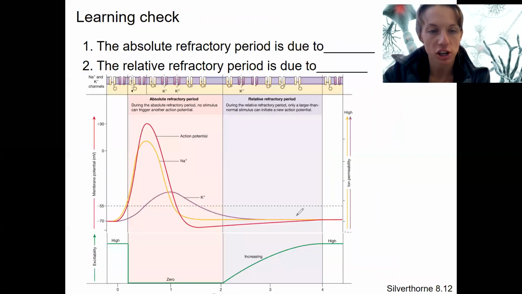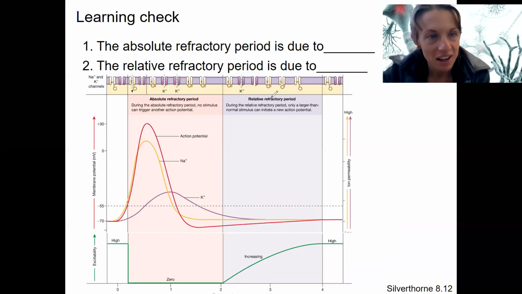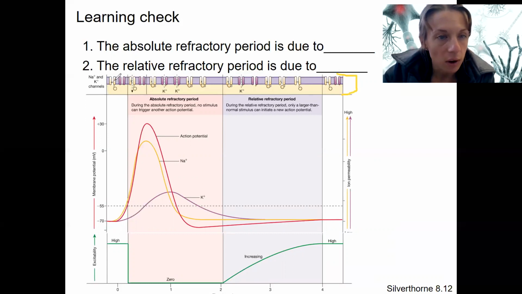Okay, let's do a quick learning check here. First of all, this diagram here is another way of looking at this. And so this is showing excitability on the same graph as well as the action potential itself, sodium movement, and potassium movement. And that's due to those ion channels being either open, closed, or inactivated. I like this diagram because it also incorporates up here both the opening of the sodium channel, the inactivation of the sodium channel, and then here is where that sodium channel is able to be opened again.